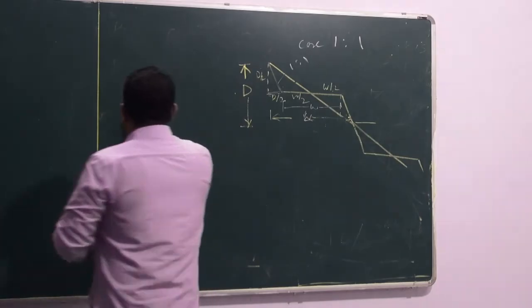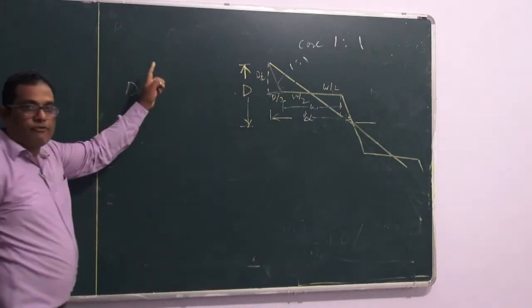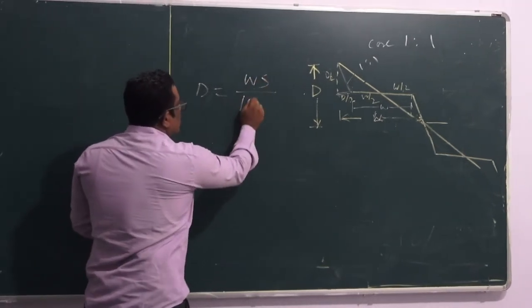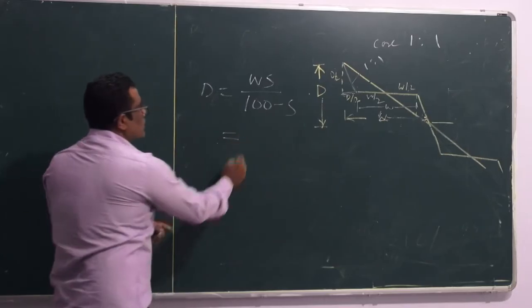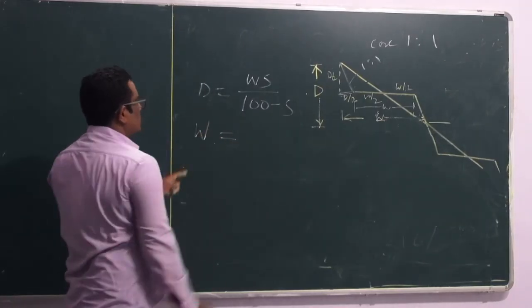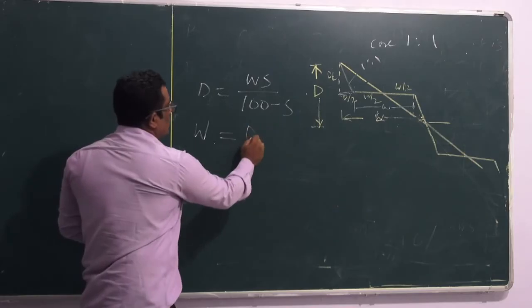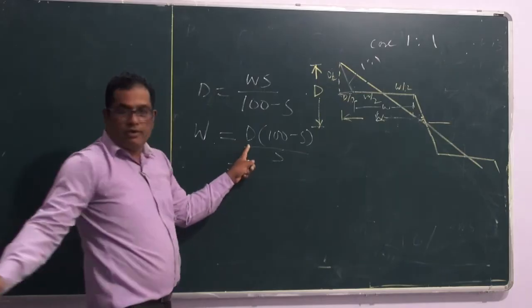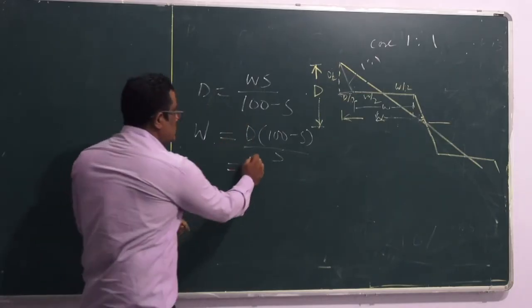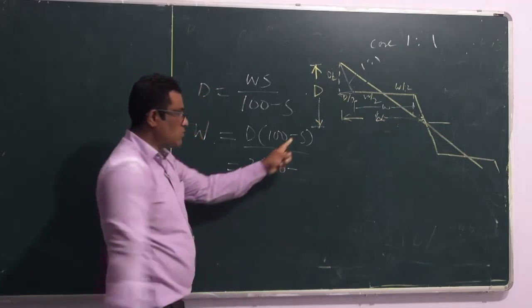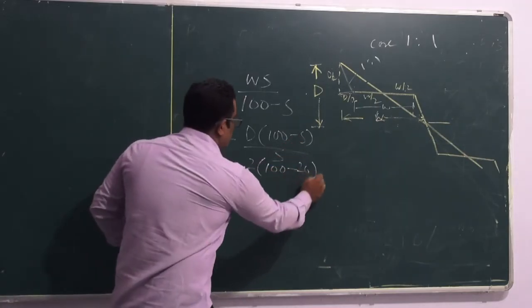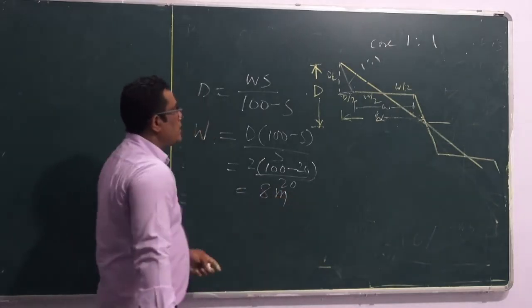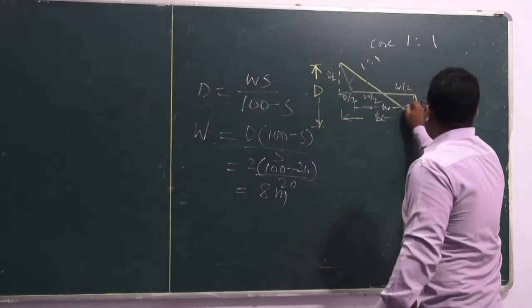Now, we have that formula: for riser slope 1:1, E is equal to Ws by 100 minus S, where this implies W is equal to E into 100 minus S by S. E was given as 2 meters, and this is 100, slope is 20%, so 2 into 80 by 20 comes out to be 8. That is, this width is 8 meters.